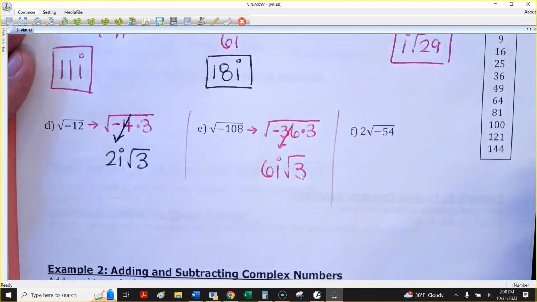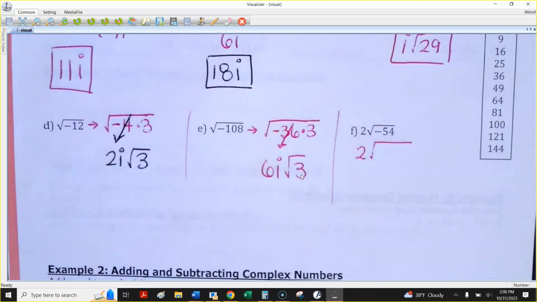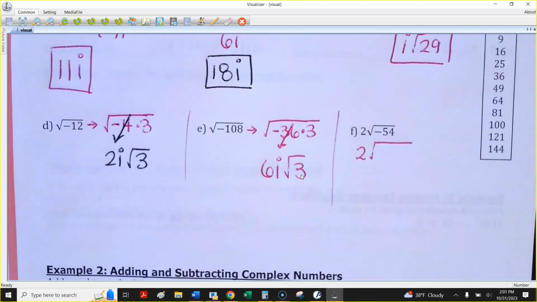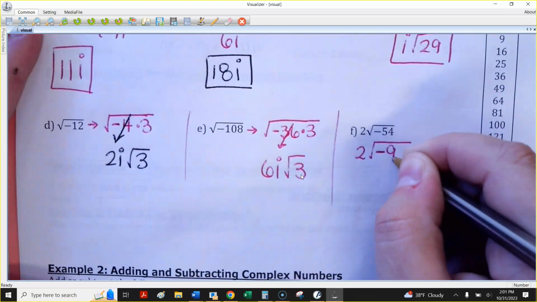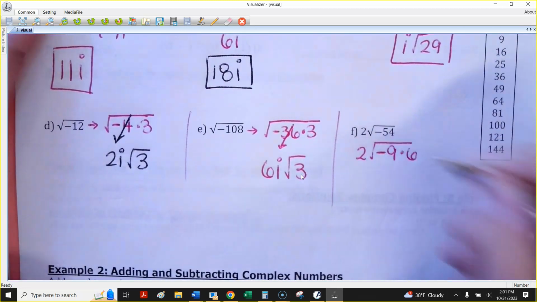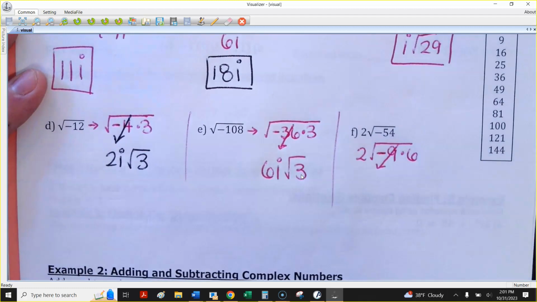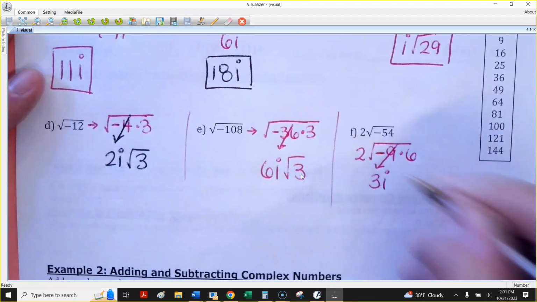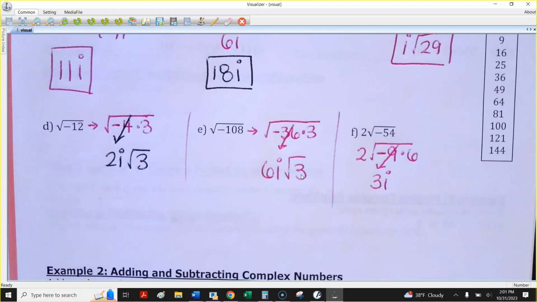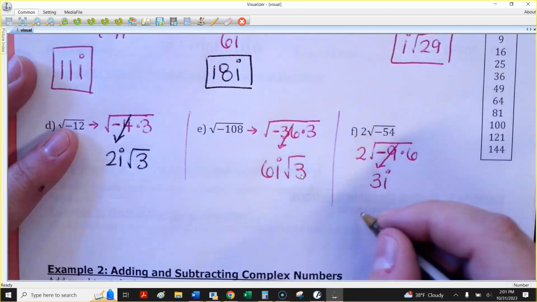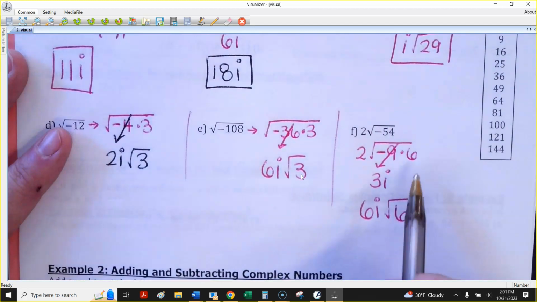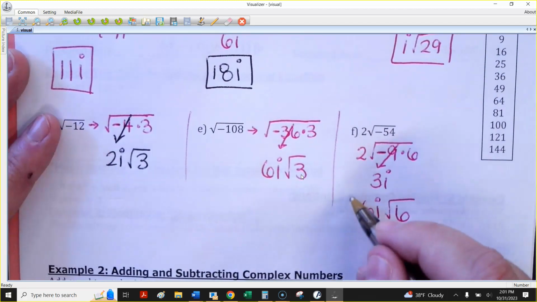And then I got one more. This does have a 2 in front of it. Anybody know the biggest perfect square on that list that would divide into 54? 9. Yep, 9 and 6. Okay, so I'm just going to attach the negative to the perfect square. So I'm going to do negative 9 times 6, that's negative 54. Now, 9 under a square root is 3. Negative 9 under a square root just comes out as 3i. I do have a 2 that's already in front of the radical, so anything you remove, if something's out in front, just multiply those together. 2 times 3i would just be 6i, and then this 6 from the 9 times 6 is still under the square root. That's your answer.